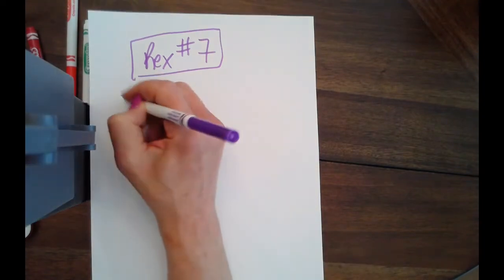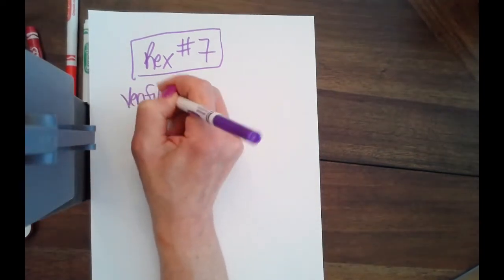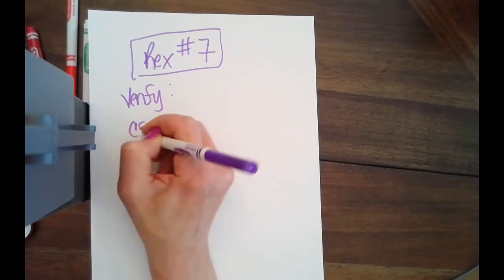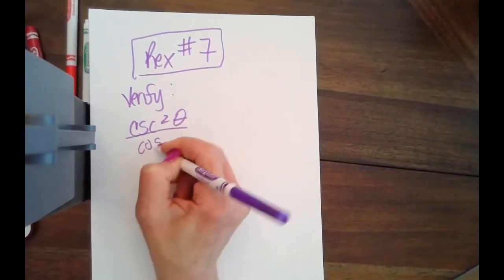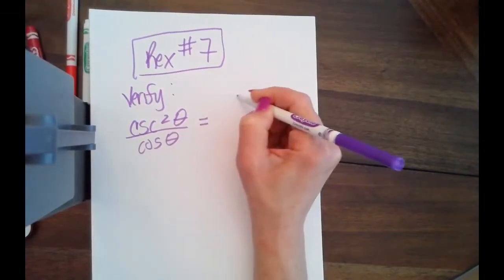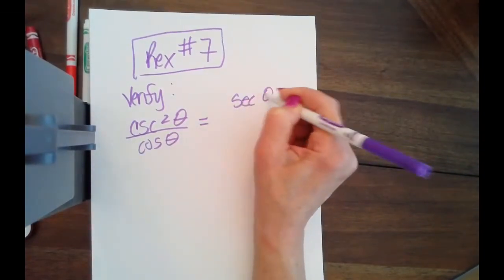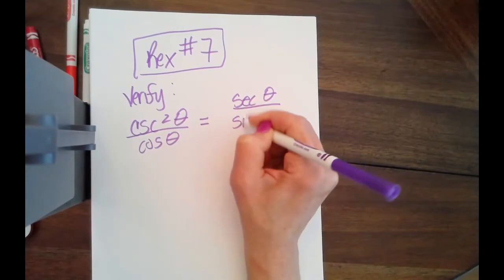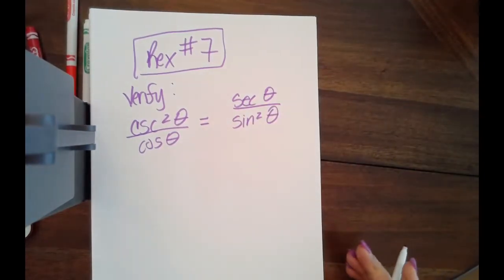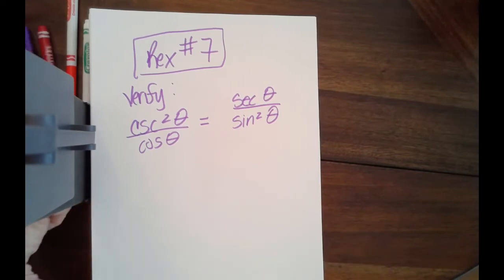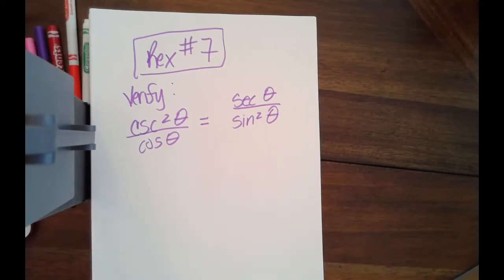Okay, verify. Cosecant squared theta over cosine of theta equals secant of theta over sine squared of theta. Okay, some of you are going, those are identical in complexity. You're right. It doesn't matter. You could start with either side and turn it into the other. I typically, out of habit, just start with the left side.